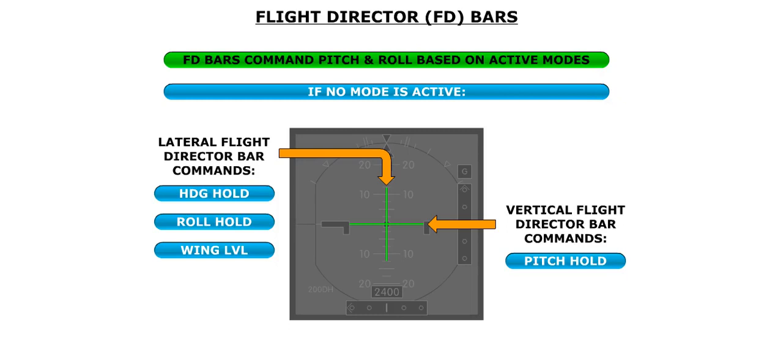The flight director bars command pitch and roll based on the active mode. If no vertical mode is active, the pitch command bar will command pitch hold. If no lateral mode is active, the roll command bar will command heading hold, roll hold, or wing level, depending on the situation.